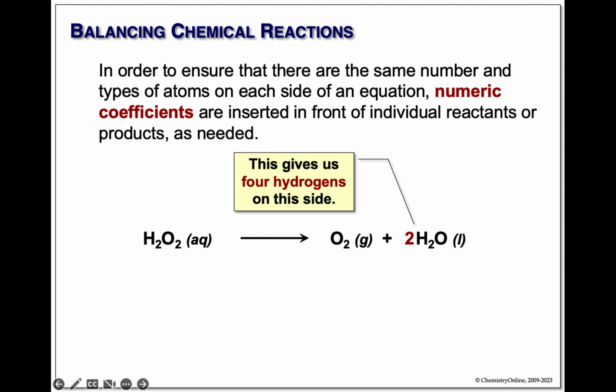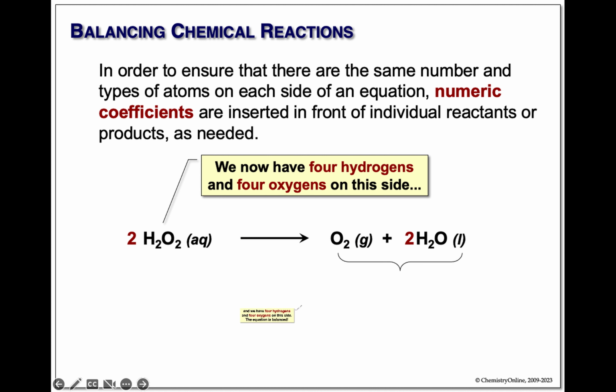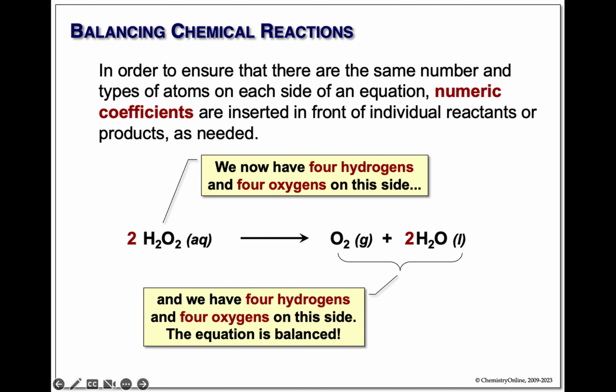We have 4 hydrogens here now because we put a 2 in front of our water. Only 2 on this side, but we can fix that by sticking a 2 out here. So this gives us 4 hydrogens, 4 hydrogens. 4 oxygens, 1, 2, 3, 4 oxygens. 4 hydrogens, 4 oxygens. We have balanced this equation.